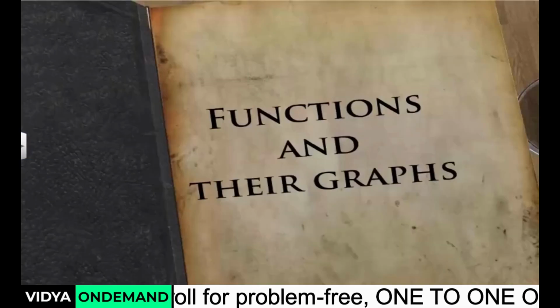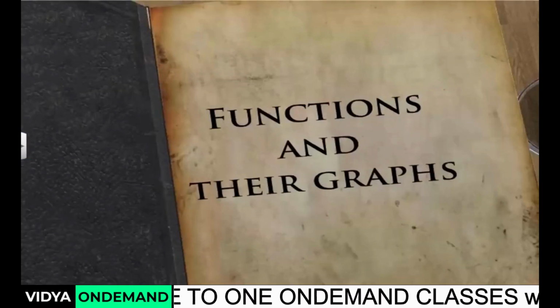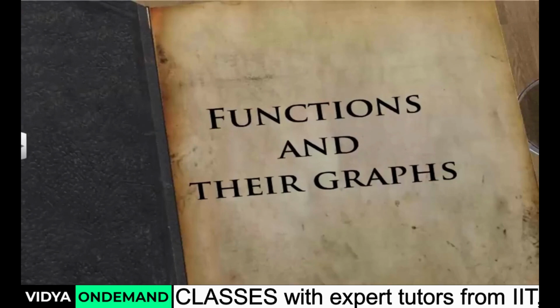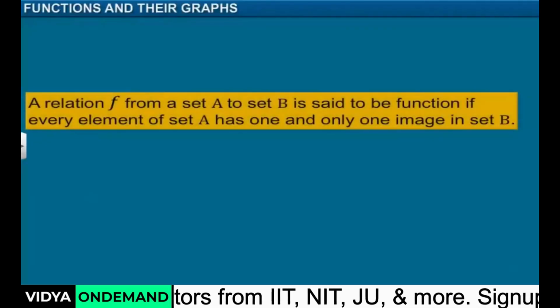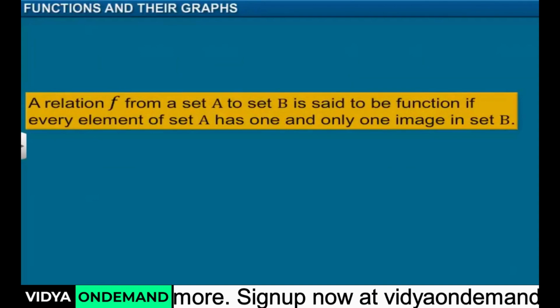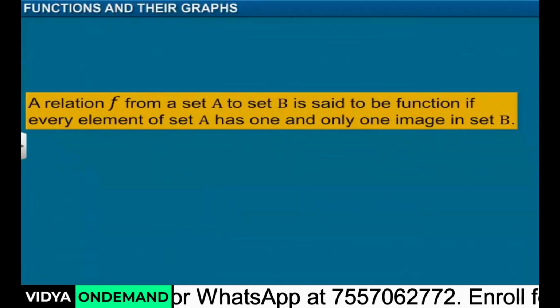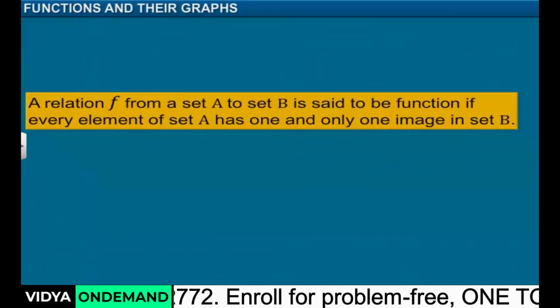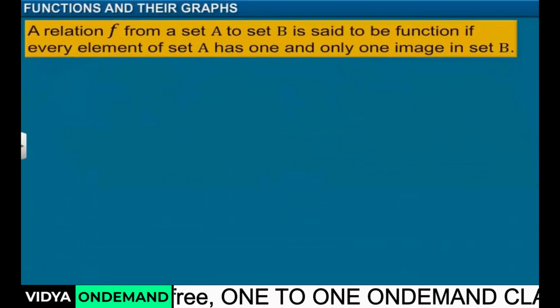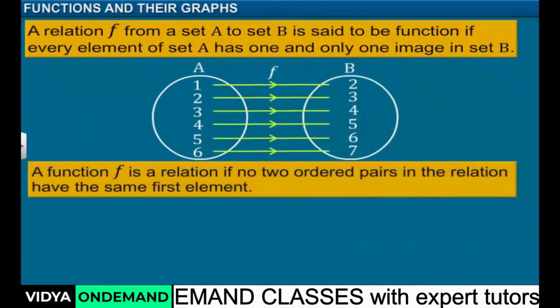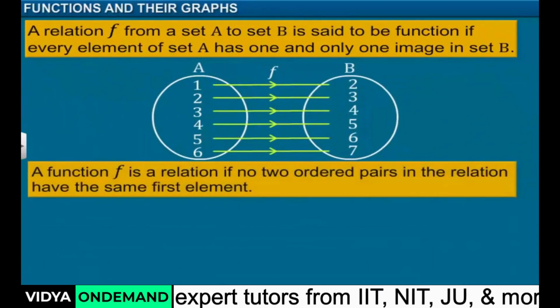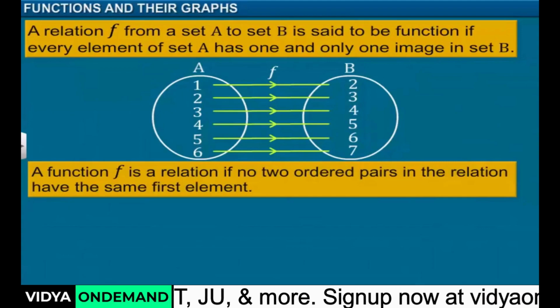In this module, you will learn about different types of functions and their graphs. The relation f from a set A to set B is said to be a function if every element of set A has one and only one image in set B. In other words, a function f is a relation if no two ordered pairs in the relation have the same first element.